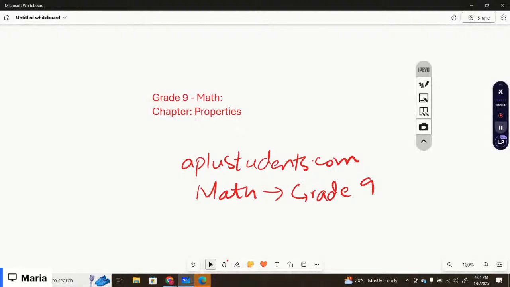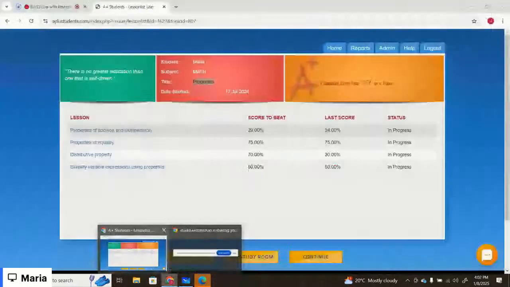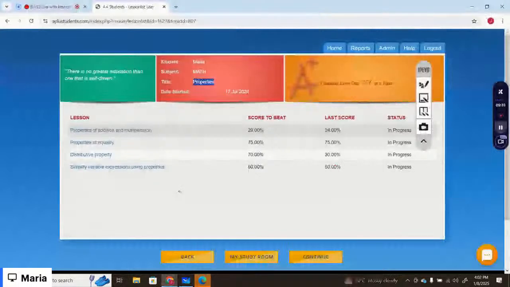So please make sure you have your notebook and pencil so that you can note down the important examples and definitions as well. So here I'm on grade 9 math. The chapter we are on right now is properties. Let's just start with the first lesson, that is properties of addition and multiplication.